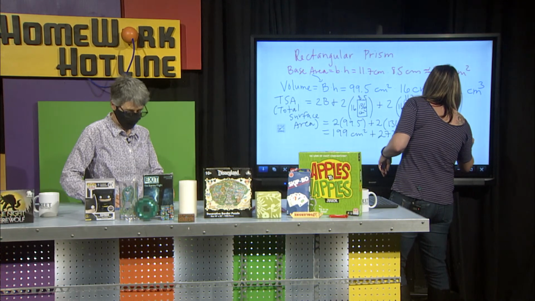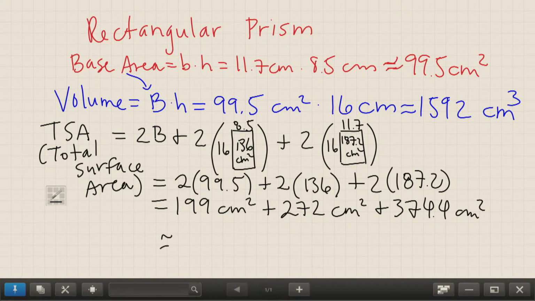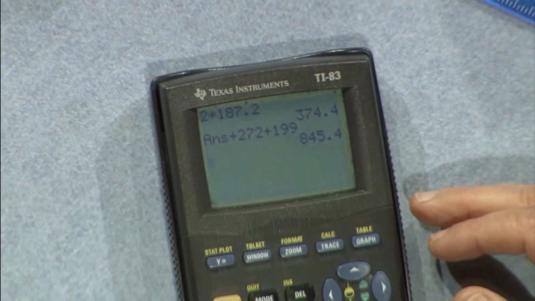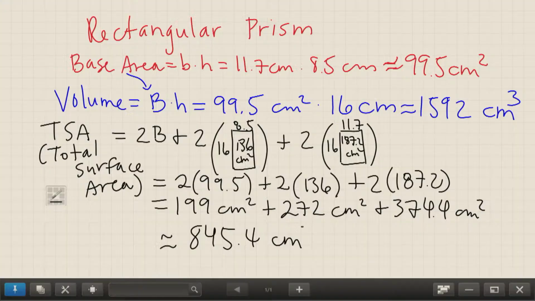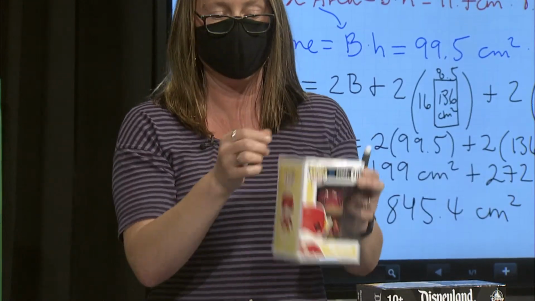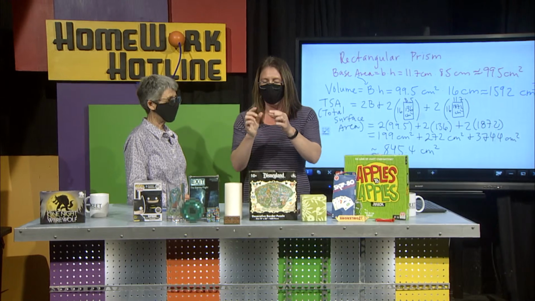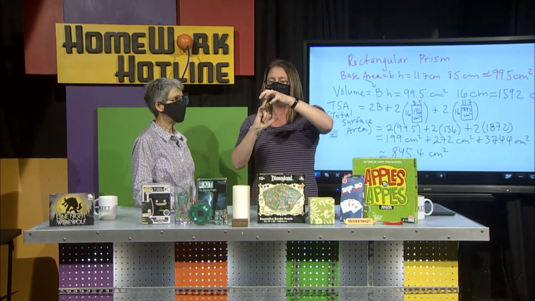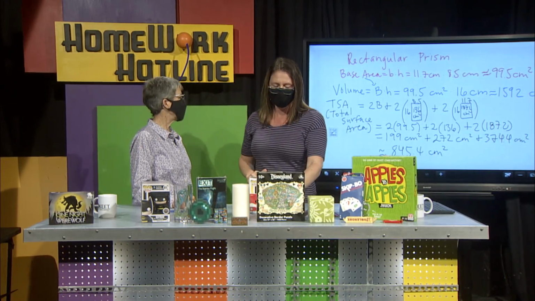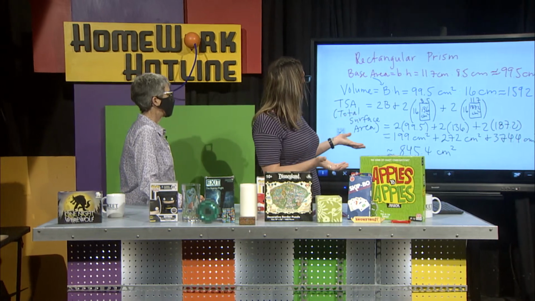374.4 centimeters squared, and we add it, and the total surface area around this whole little box, 272 plus 374.4 plus 199, is 845.4. And now we're talking centimeters squared. There's more like volume here with the little squares, but then we have cubes, these little centimeter cubes. Now we're just talking square, 2-dimensional, and that's going to go around the whole outside. So that's called a rectangular prism.